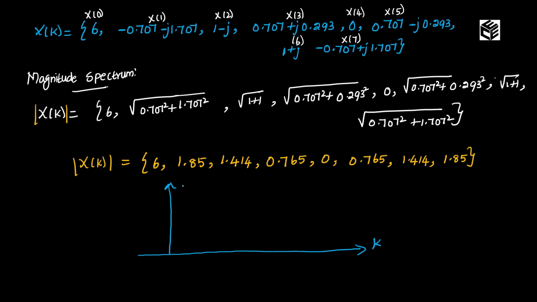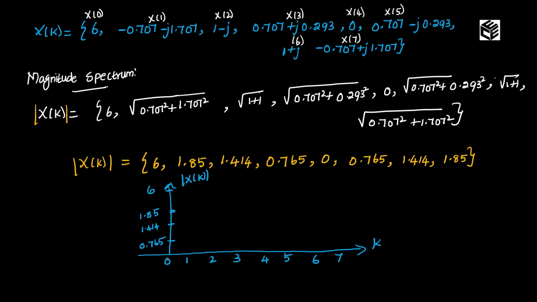This is my k-axis value. This is my modulus of x of k value. 0, 1, 2, 3, 4, 5, 6 and 7. And my amplitude values are 0. The next minimum value is 0.765. The next value is 1.414. Next value is 1.85. Final value is 6.